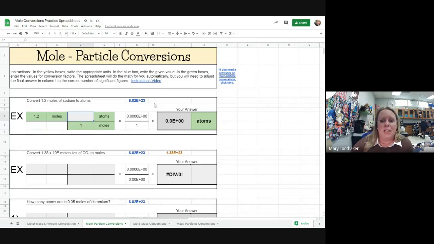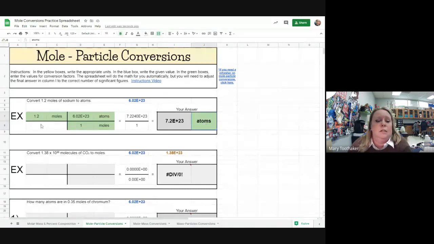However, you need to put it in this format. I gave you the format there. Just copy it exactly as it is. If you try to write it with the X and then exponents, you can't do exponents in Sheets, so it won't do the math correctly. If you put it in that format, it will do the math correctly. So 6.02, capital E, plus sign, and then 23. And it automatically calculates your answer for you and rounds it to the correct number of significant digits. All you have to do is fill in the unit on the end.